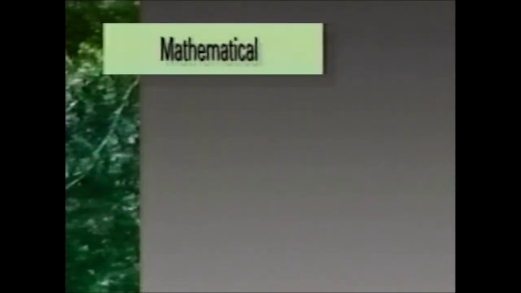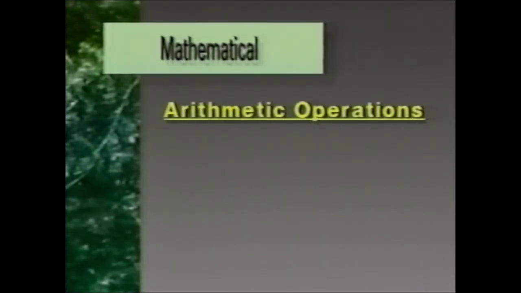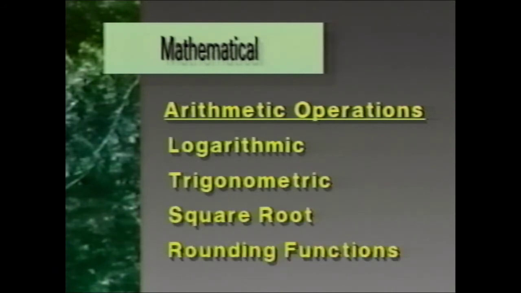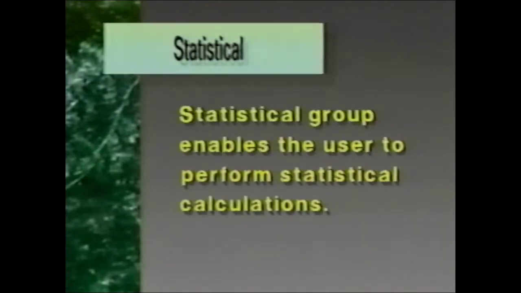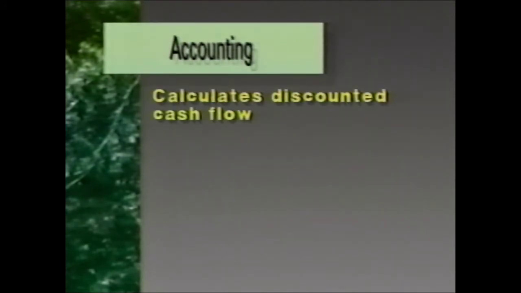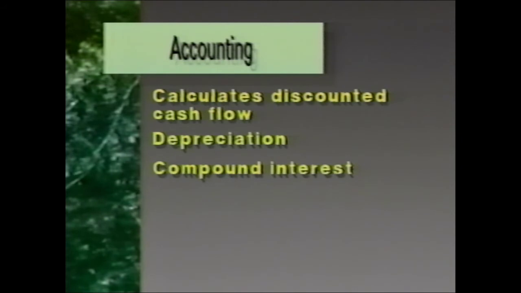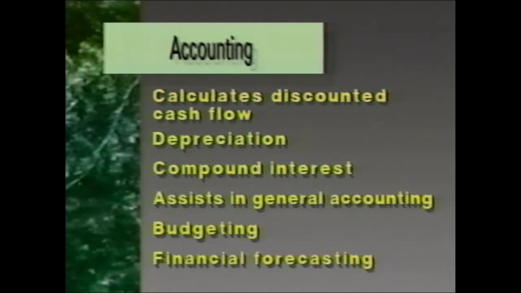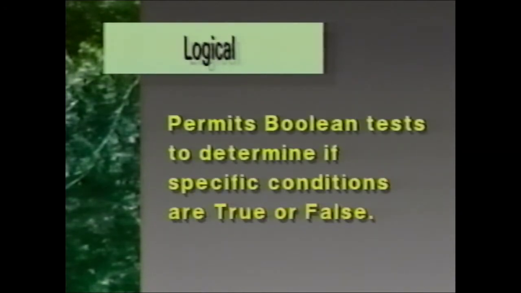The mathematical group provides arithmetic operations such as logarithmic, trigonometric, square root, and rounding functions. The statistical group enables the user to perform statistical calculations. The accounting group calculates discounted cash flow, depreciation, compound interest, and assets in general accounting, budgeting, and financial forecasting. The logical group of functions permits the user to apply Boolean tests to information in the worksheet to determine if specific conditions are true or false.